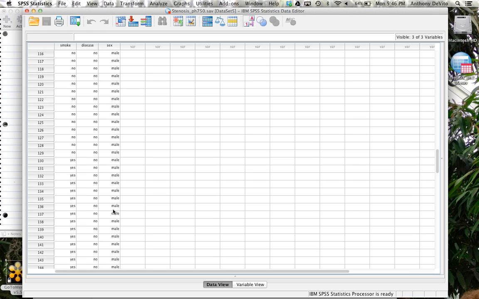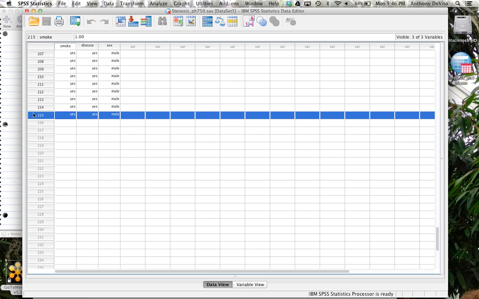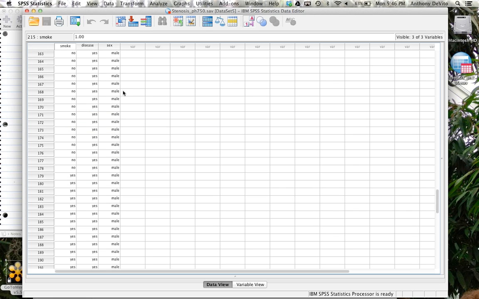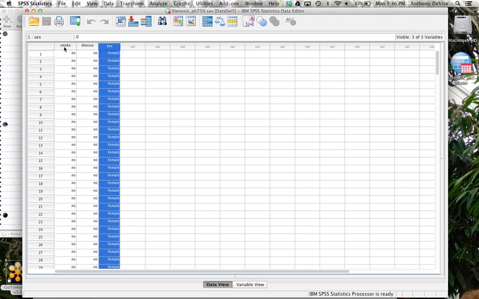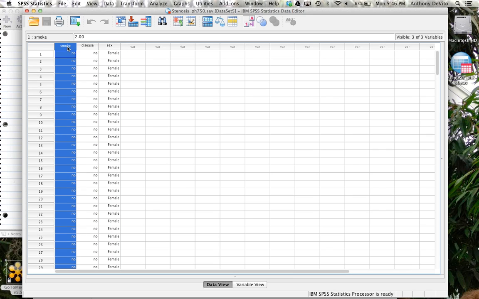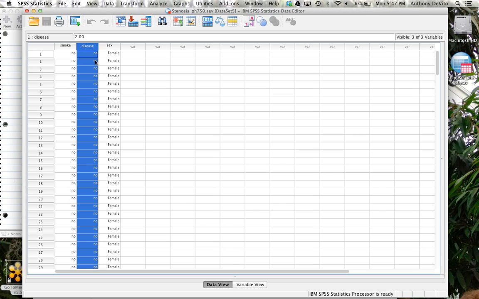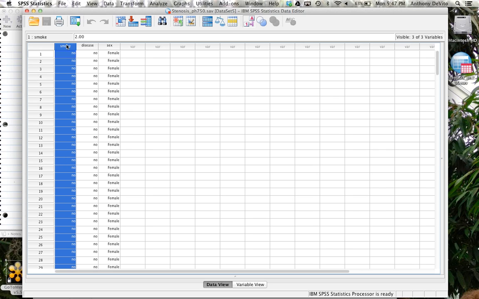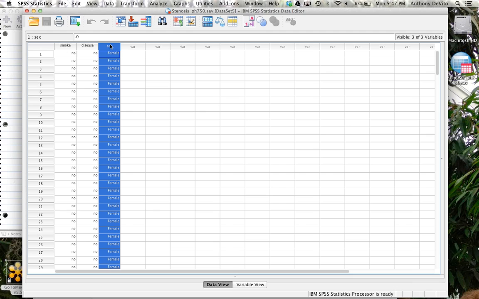Okay, I have a total of 215 subjects, some of them male, some of them female, there's our gender, some of them are smokers, some of them are not smokers, and some of them have a particular disease. In this case, coronary stenosis, or a blockage in a coronary artery. Okay, so now I want to organize this data so that I can look at it from the perspective of what the risk of having stenosis is if you're a smoker, what the risk of having stenosis is by gender, and so on and so forth.